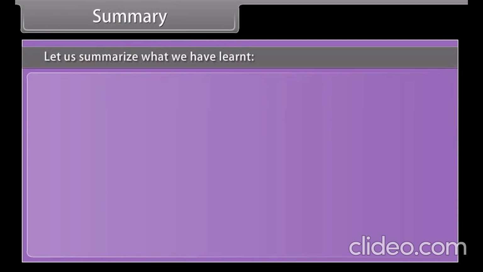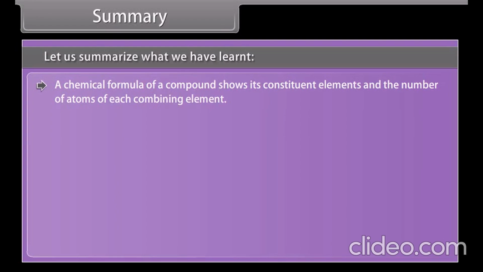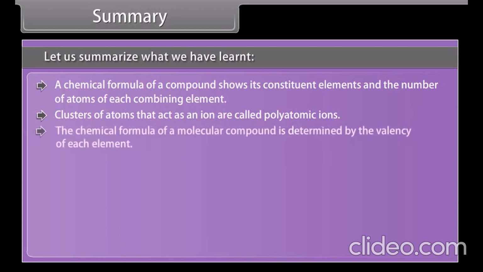Let us summarize what we have learned. A chemical formula of a compound shows its constituent elements and the number of atoms of each combining element. Clusters of atoms that act as an ion are called polyatomic ions. The chemical formula of a molecular compound is determined by the valency of each element.